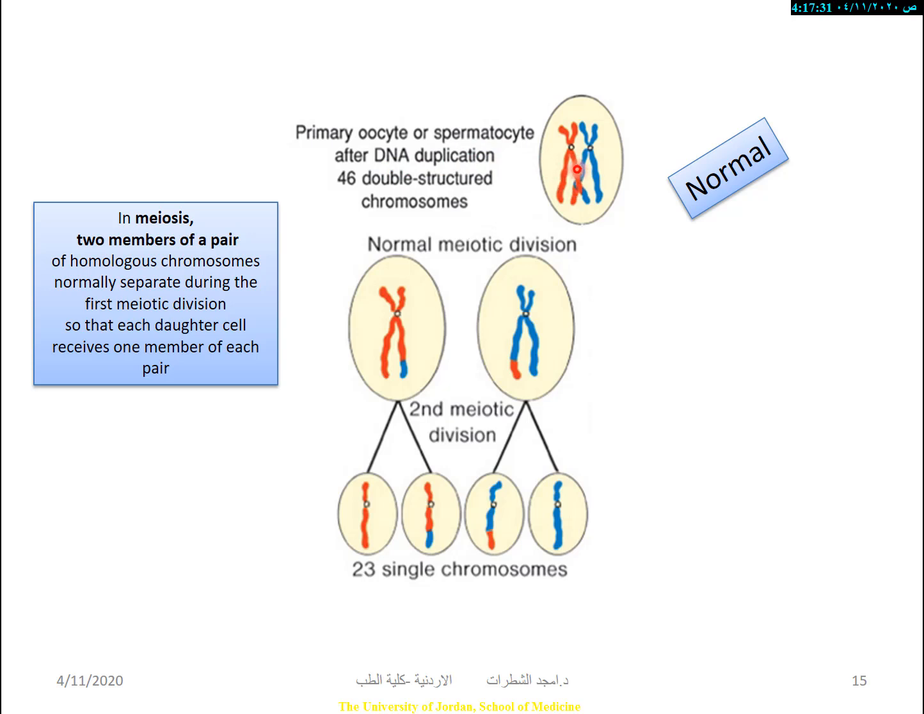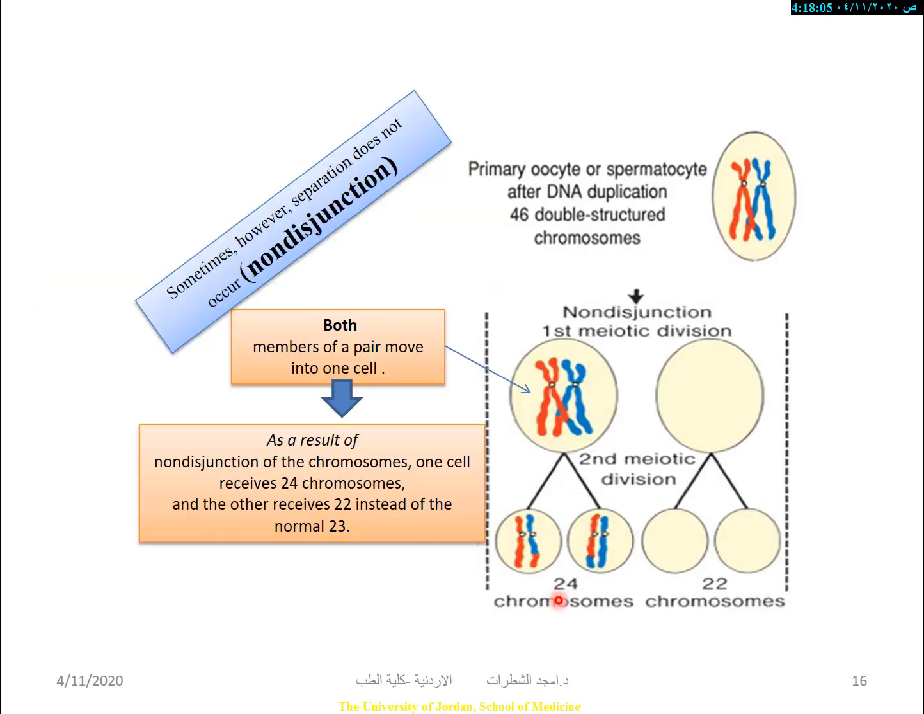After the duplication of the DNA, there are 46 double-structured chromosomes. Of course, here are representative cells. During division, we talked about this many times, we get one copy, one N here and one N here, mixed though, and this is normal division. In the second meiotic division, we split the sister chromatids. So this is normal: 23 single-structured chromosomes.